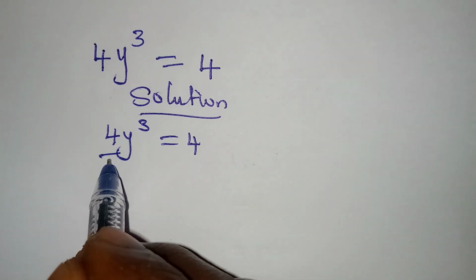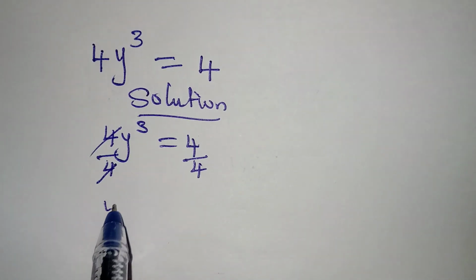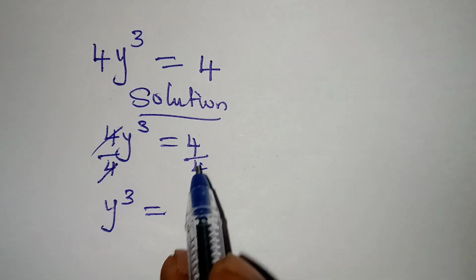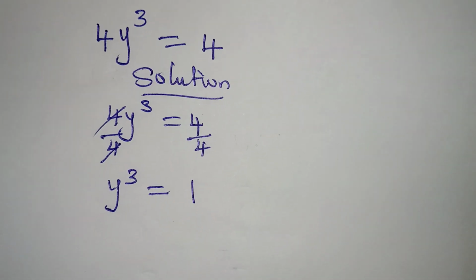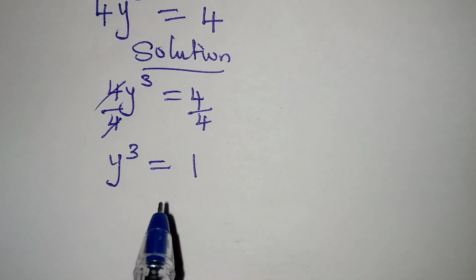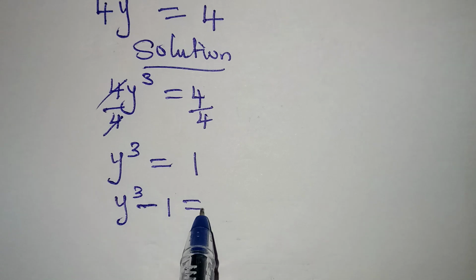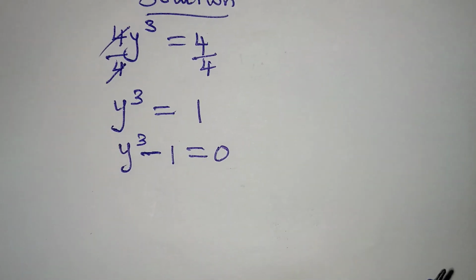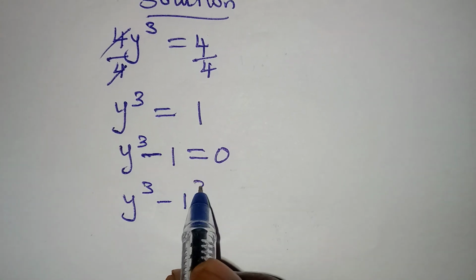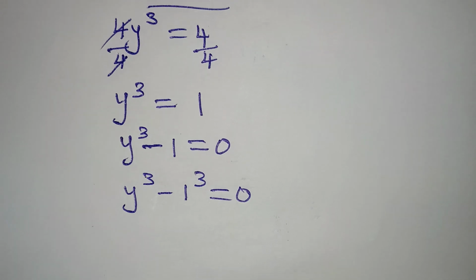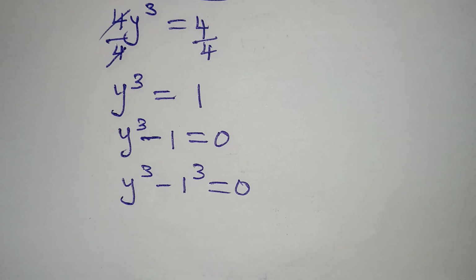The first step is to divide by 4. This cancels this, right? And now y to the power of 3 is equal to 4 over 4, and this 4 over 4 will give 1. Now let's continue again. Y to the power of 3 minus 1 will now be equal to 0. But do not forget that y to the power of 3 minus 1 to the power of 3 will still give us 0, because 1 to the power of 3 will still give us 1.